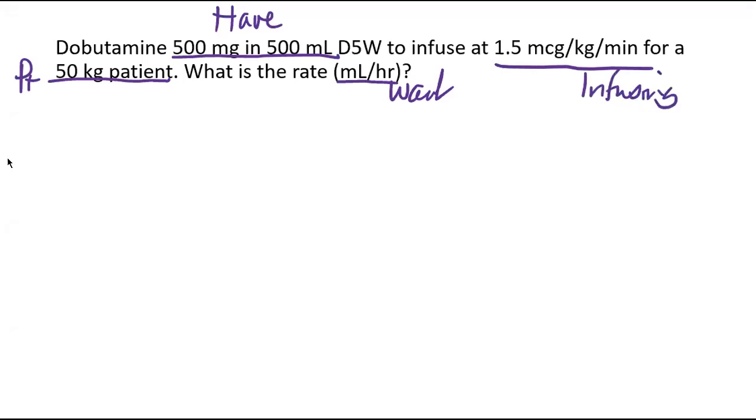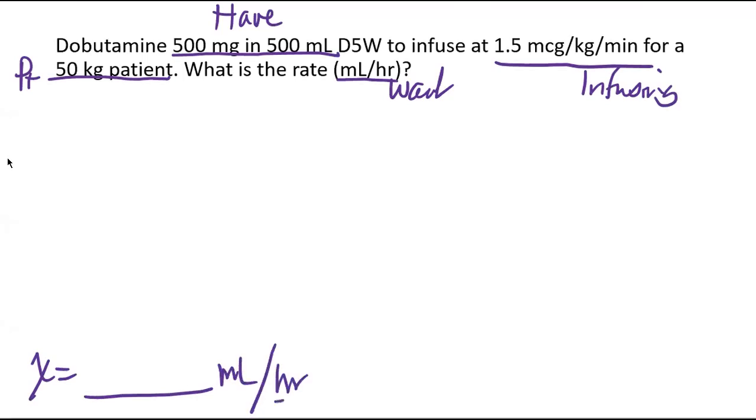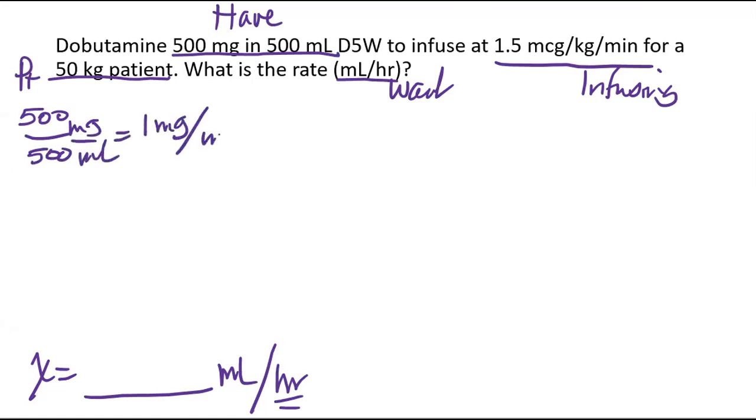Okay, so let's start with what we're infusing. What we know that we want is X equals blank milliliters per hour. So we'll start with what we have. We have 500 over 500 milligrams per mil, so that's going to be 1 milligram per mil.